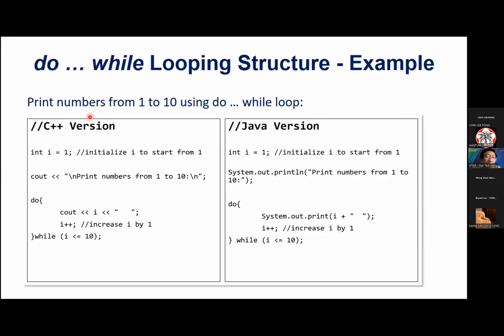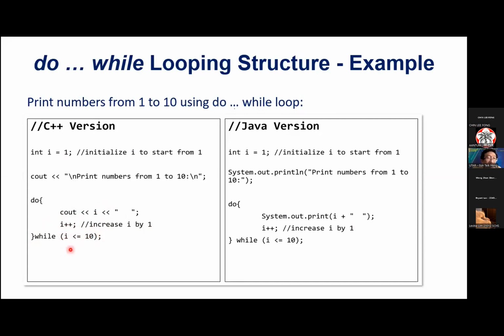So this is an example of a do while loop. You can see here, first we initialize the variable I with the value 1, and then we print numbers from 1 to 10. Here we have a do while loop. In this do while loop, we will first execute the statement, that is to display the content of the variable I. Then after that, we'll increment the value in the variable I by 1. After that only, we will check for the condition, is I less than or equal to 10.